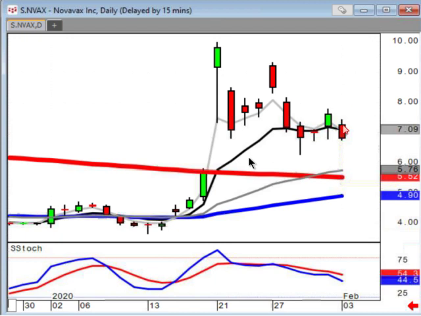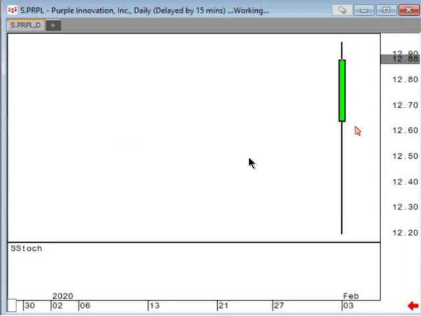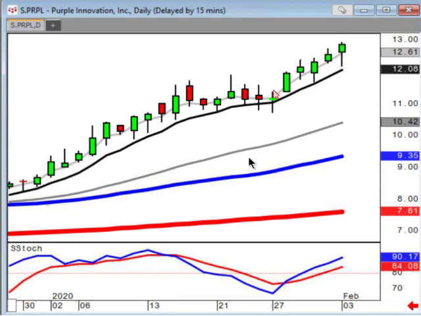But notice how it opened down here. Told you to stay out of that position. On the other hand, we recommended TRHC because if it was trading positive, it'd be breaking out, which it did today. Kind of the same thing that we recommended PRPL a few days back, because if it was breaking out, it was going into the next wave.